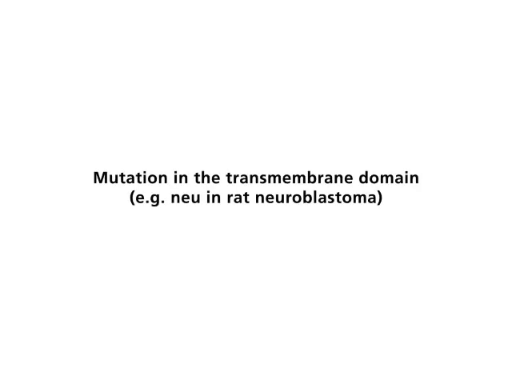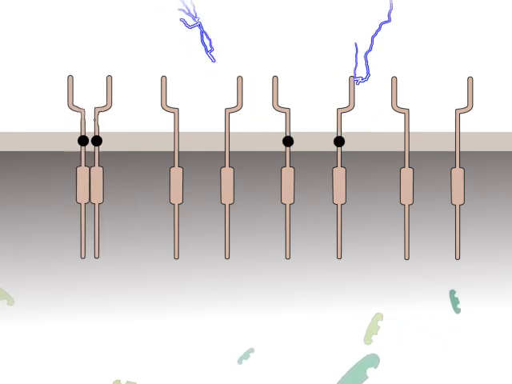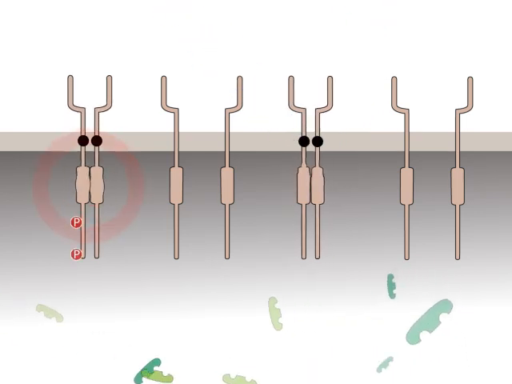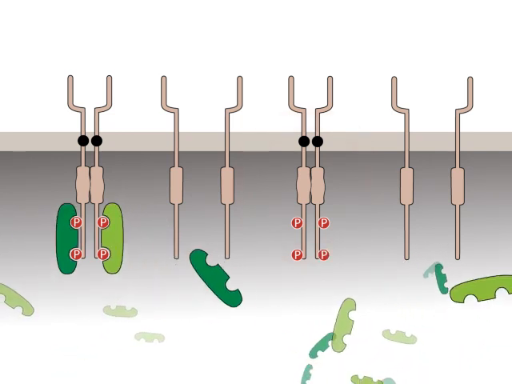Mutation in the transmembrane domain, for example, new in rat neuroblastoma. Because of point mutations in the transmembrane domains, the receptors dimerize spontaneously, independent of ligand binding, leading to inappropriate signaling.